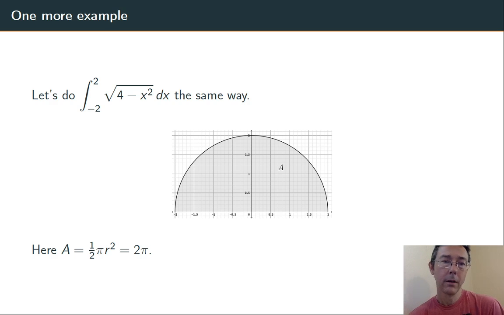One more. Integral from negative 2 to 2, square root 4 minus x squared dx. If we graph y equals the square root of 4 minus x squared between negative 2 and 2, we get a semicircle, and the radius is 2. The area of the whole circle would be pi r squared, so pi times 4. Here we have half of it, so we take half of that area. We just get 2 pi.